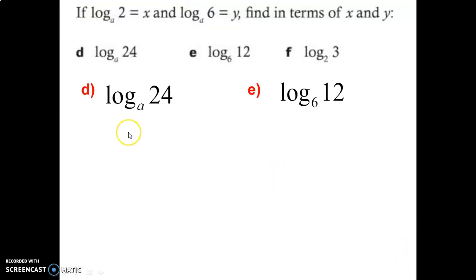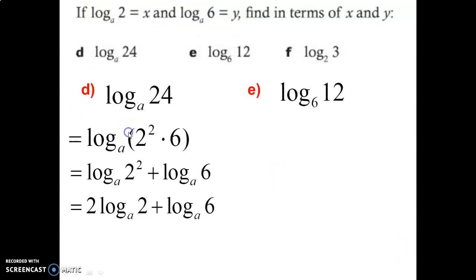Here's a few more. Try D, and check your work there. These are getting a little tougher. 24 is made up of 2 squared times 6. These ones, the base does match, so we don't have to worry about changing base. There's that rule. Expand that, and then drop the 2, and you have that.